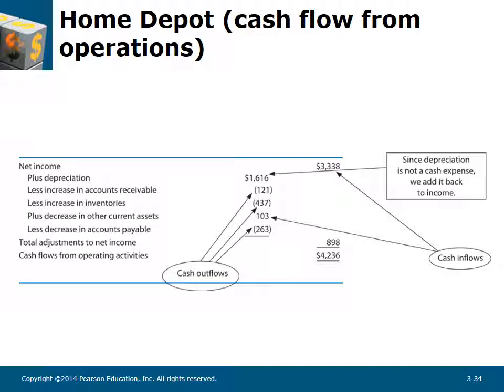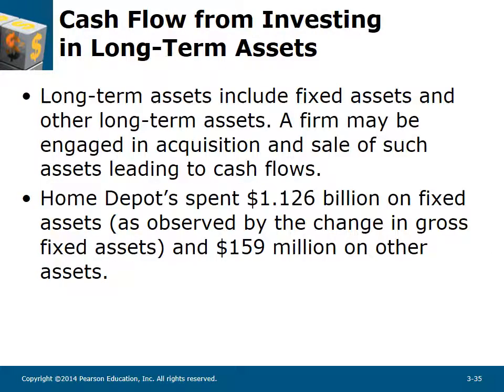Accounts payable decreased. So that means cash flow decreased because they have the same effect. Now, we'll net the 1616, the negative 121, negative 437, the positive 103, and the negative 263. So to change net profit from an accrual basis to cash, we need to adjust it by a positive $898, those items we just looked at. So cash flow from operating activities is $4236. And that's how we do it.